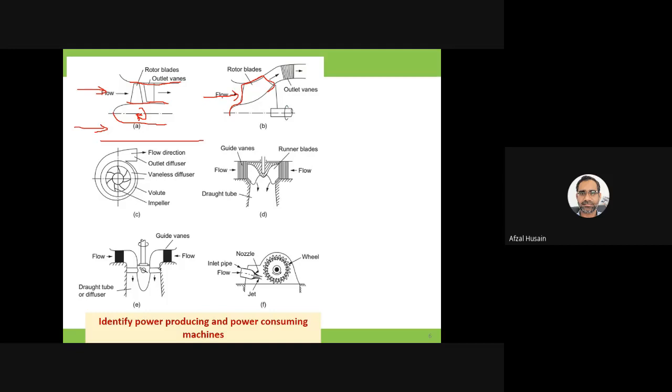So the fluid is entering, but not exactly in the radial direction, and it is leaving not exactly in the radial direction. Let's say this is the radial direction and this is the axial direction, the two directions we have. So the machines can be such that the fluid is entering axially and leaving axially, or the fluid is entering and striking the blade of the machine at a certain angle and leaving the blade at a certain angle, right? Is it clear?